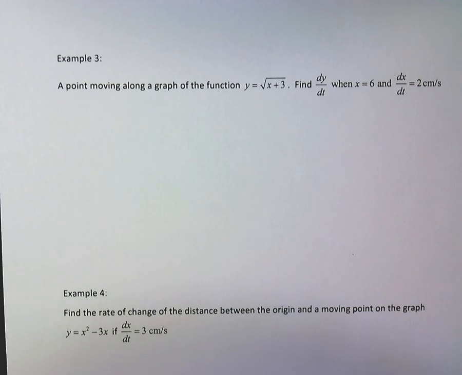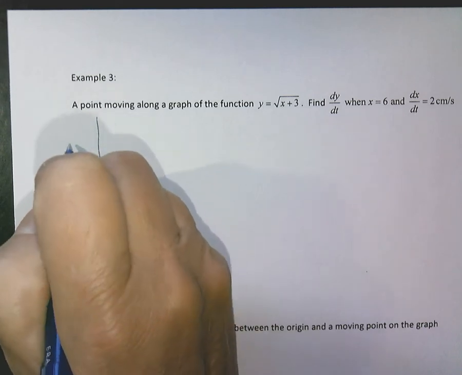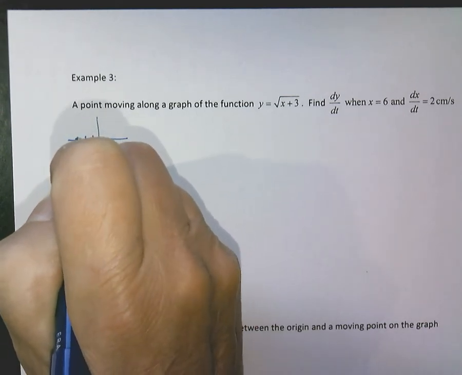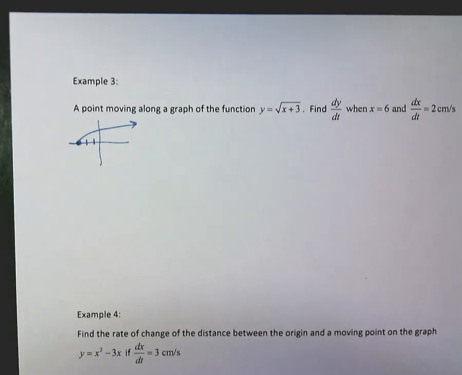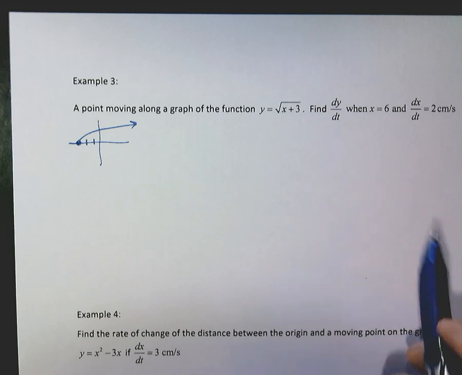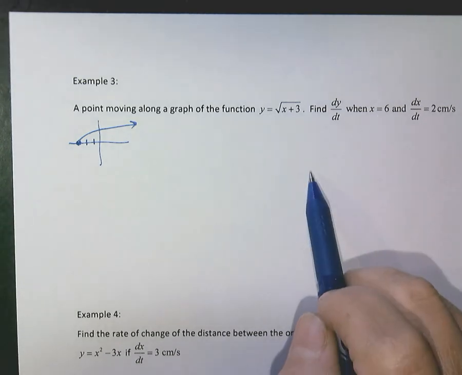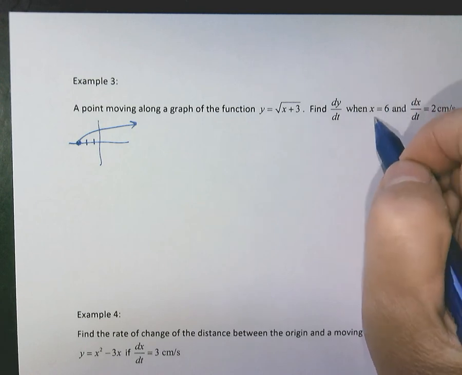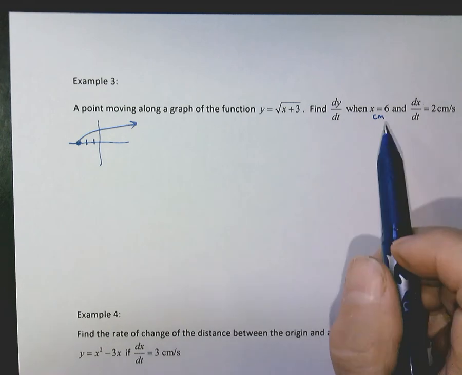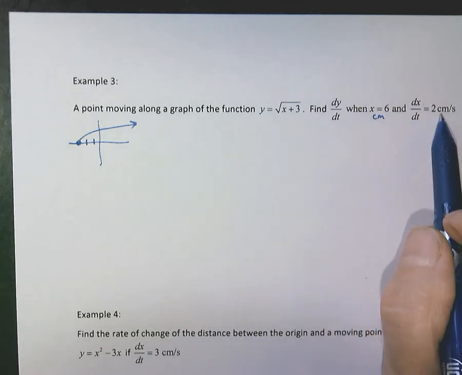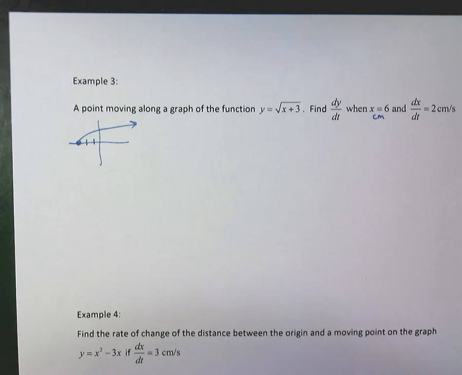So I have a point moving along a graph of the function y equals the square root of x plus 3. So first thing I'm going to do is graph y equals the square root of x plus 3. From Algebra 2, math analysis, I know that that's the function square root of x moved left 3. I want to find dy/dt, and I'm given x is 6, and it should actually give units. This is centimeters. And dx/dt is 2 centimeters per second. So I knew x was centimeters because dx is centimeters, dt is seconds.